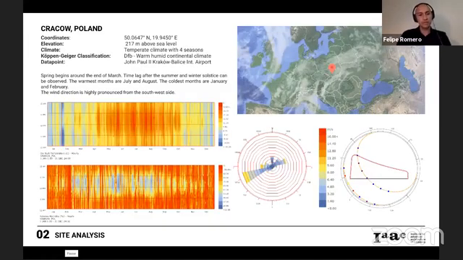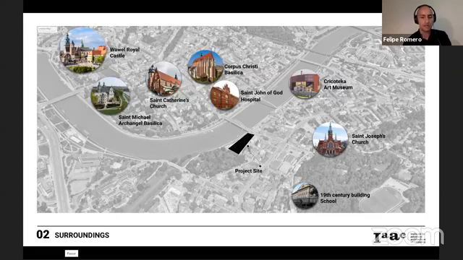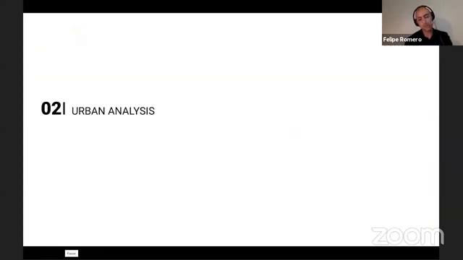In terms of the site analysis, we start looking at a general overview of the environmental performance in Krakow: the dry bulb temperature, relative humidity, and the wind speed and directions that inform our design. We also look at the surroundings of our context in relationship to our site, and we identify all the historic places in Krakow. As you can see, the site is located next to a river, has direct access from the river, and is facing two historic buildings in the city.